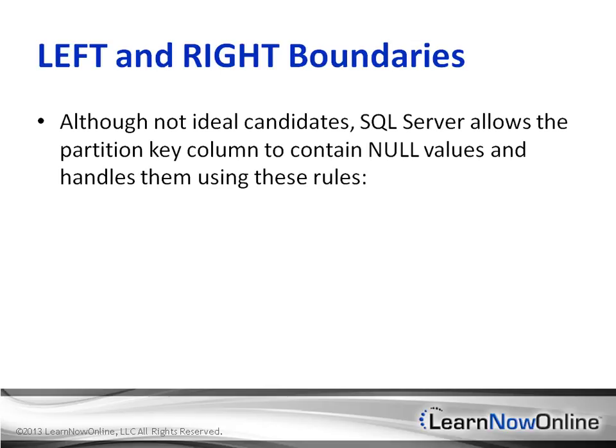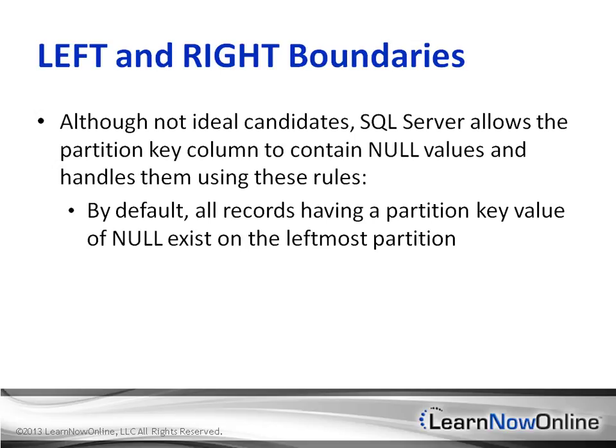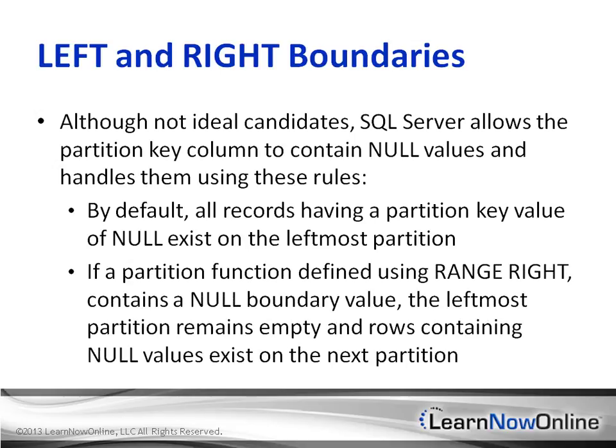Now, believe it or not, SQL Server actually allows the partition key column to contain null values. But it uses some strange rules when dealing with these values. By default, all records having a partition key value of null exist on the leftmost partition. And if a partition function defined using range right contains a null boundary, the leftmost partition remains empty and rows containing null values exist on the next partition. So it really gets a little squirrely. You have to remember the rules.